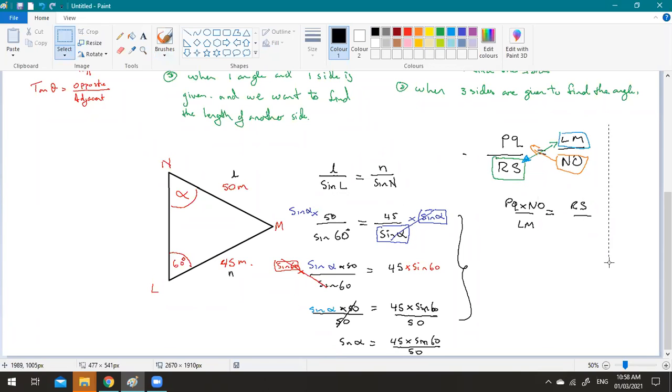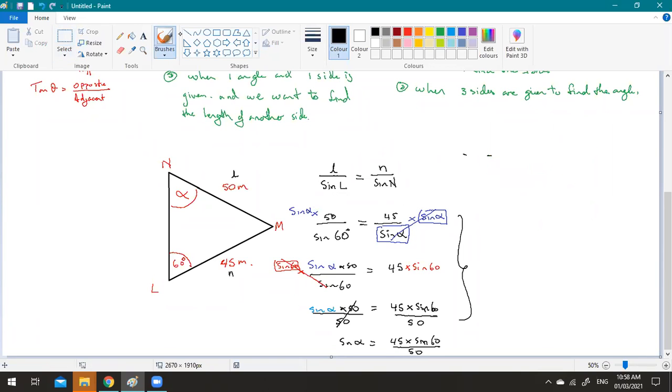So let me try the formula again. We had 50 over sine 60 is equal to 45 over sine alpha. So I want to find sine alpha. I want to make that the subject of the formula, so it has to go to the top. But because we want it by itself, we would interchange the values. So the 45 will come on top and the 50 will come below. Yes or no?